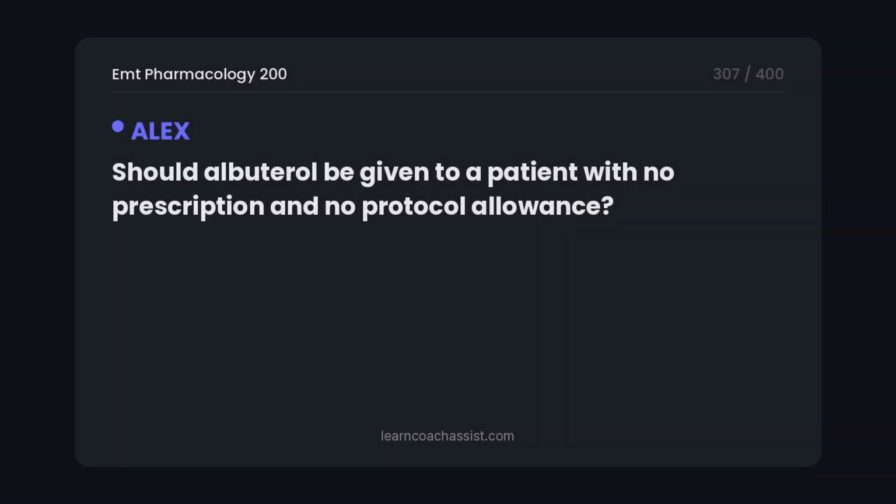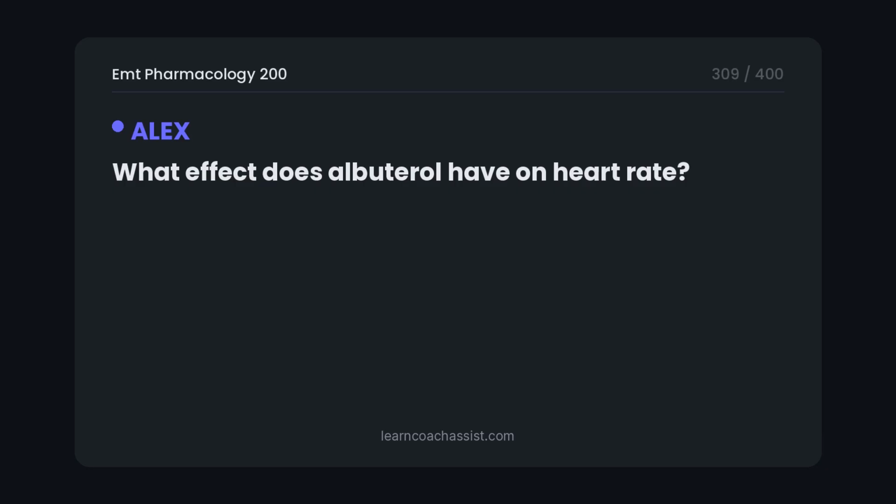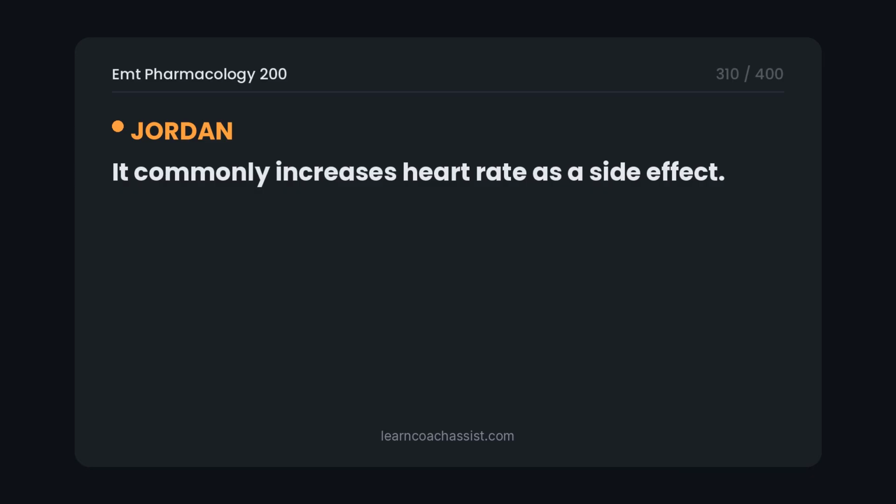Should albuterol be given to a patient with no prescription and no protocol allowance? No, without a prescription or protocol/medical direction, it should not be assisted with by an EMT. What effect does albuterol have on heart rate? It commonly increases heart rate as a side effect.